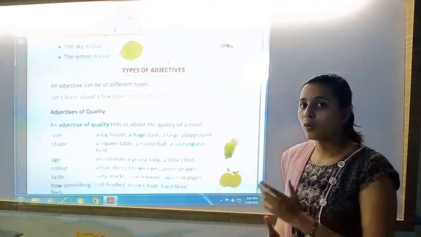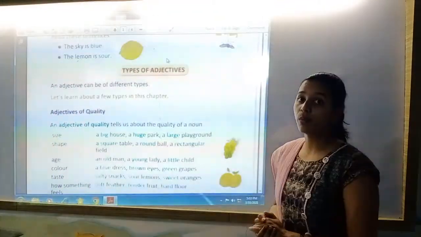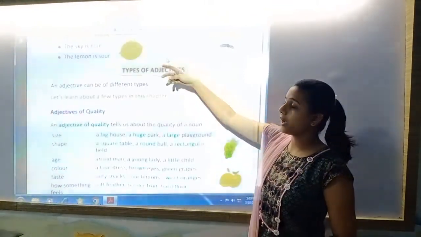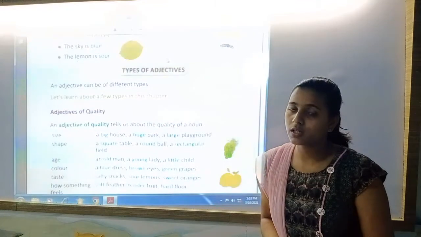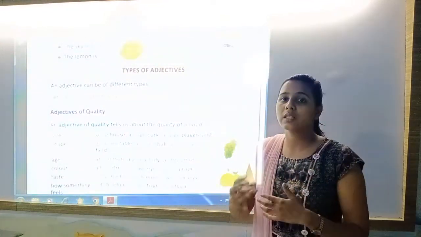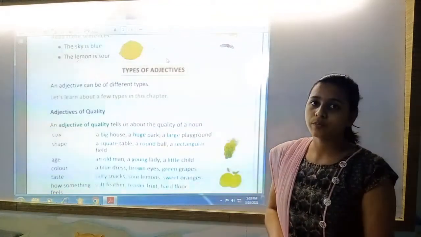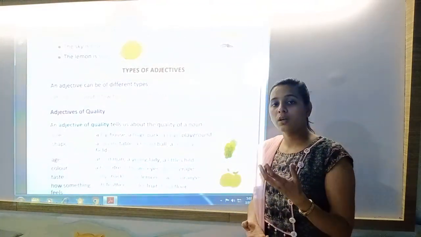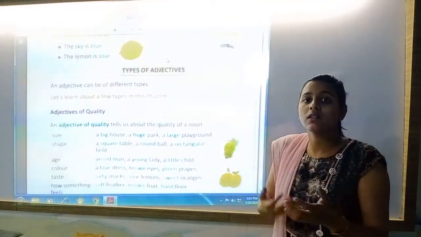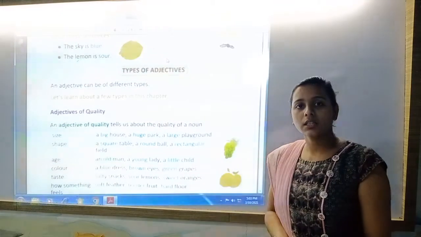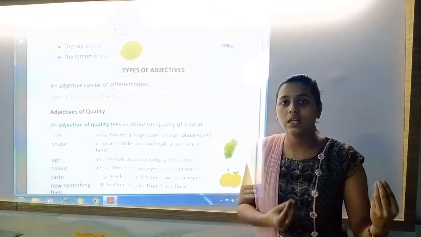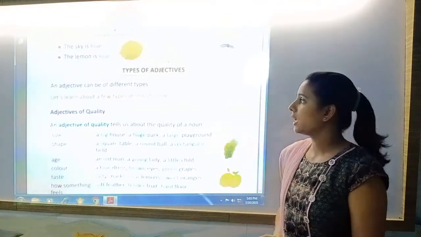When you ask how is the sky? Blue. How is the lemon? Sour. So blue and sour both are describing words or adjectives. And the use of adjective is just to describe more about noun. So we know that there is a lemon, but how is the lemon? It is sour. So it is describing more about the lemon. That is why it is called describing word or adjective, which is used for describing the noun.